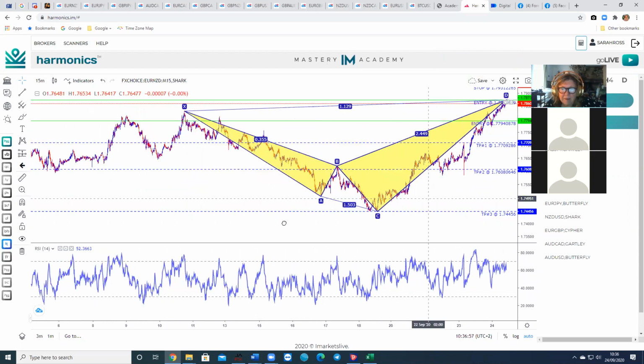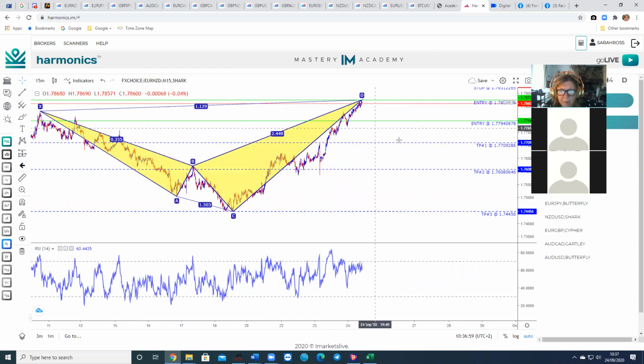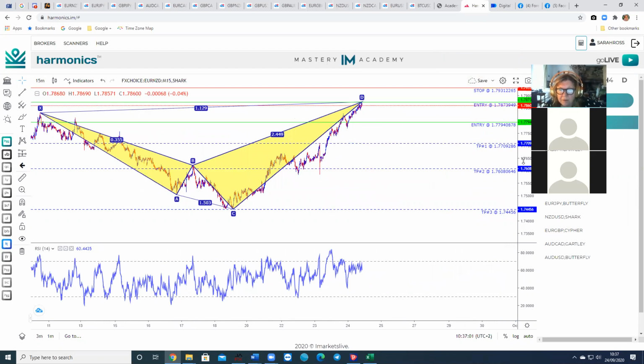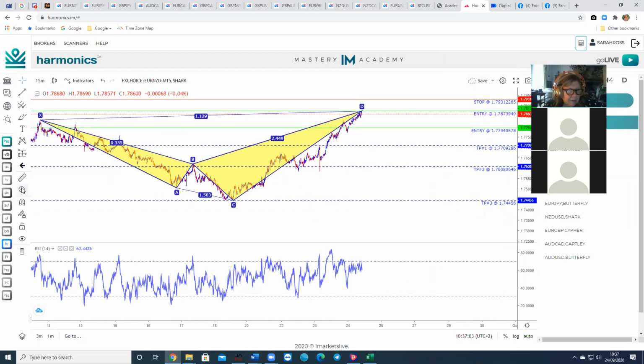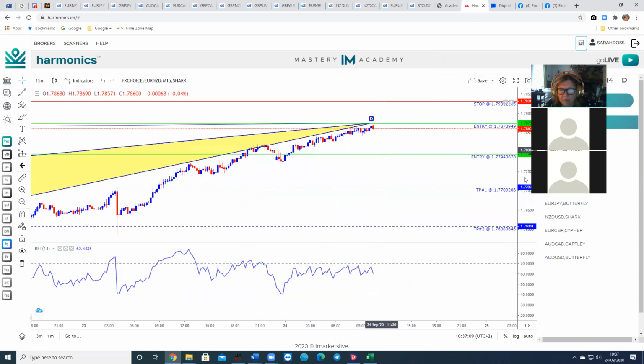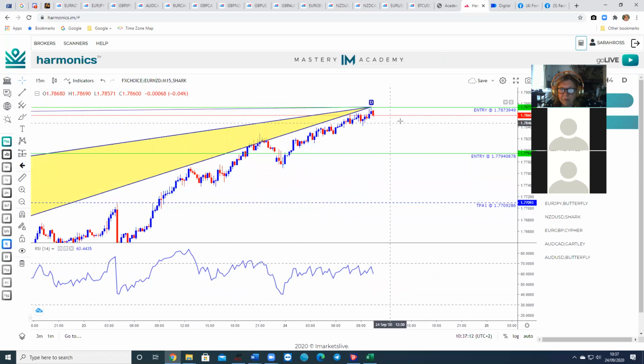So this is the latest scan, and it's moved the D point already here. So it just looks like it might want to now start solidifying. So entry 1.787.3, somewhere around there. Down, sorry, wrong one.